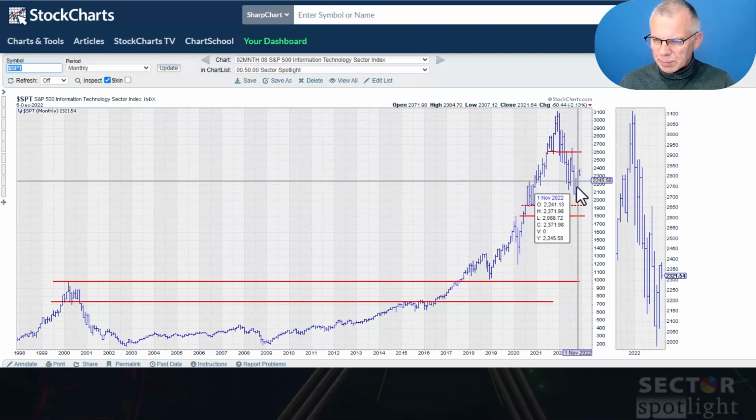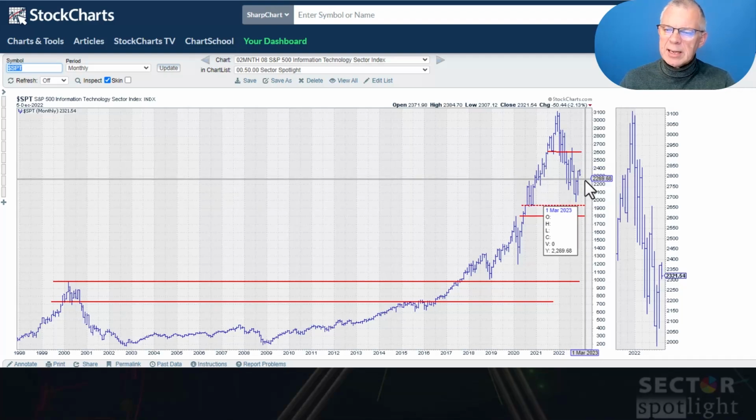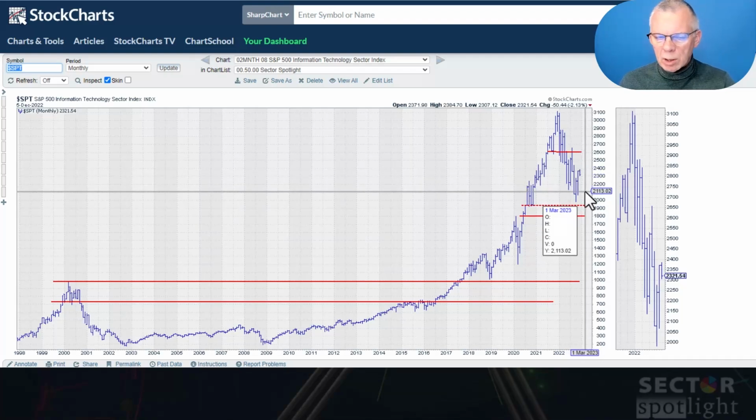If you look at this pattern here, we do need a lot more, and we do need to first see a new higher low come in before we can start getting really, really bullish for the technology sector at the moment.